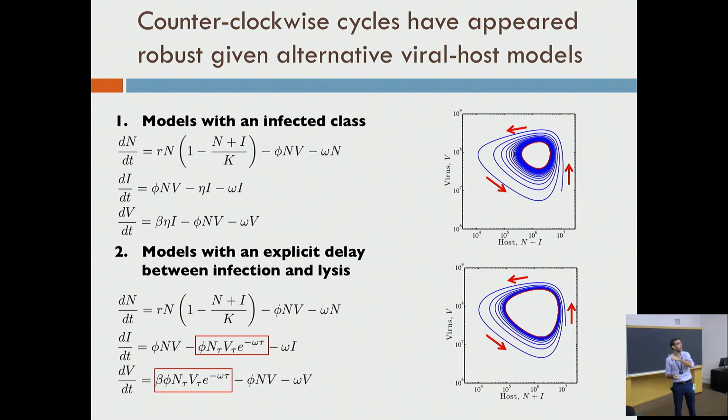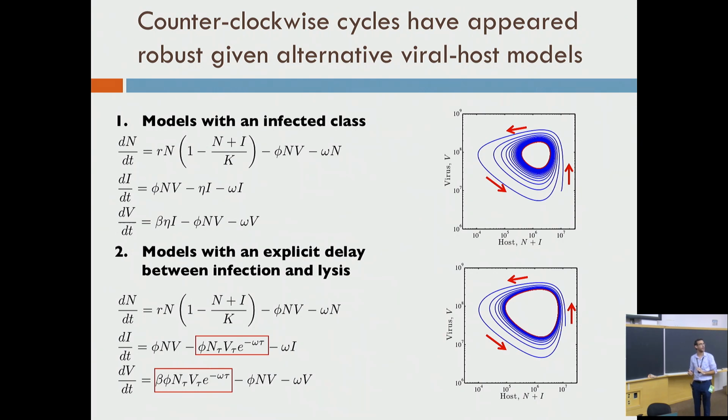But let me explain again what I mean by the notation. Here the left-hand side still denotes the density of cells, whether susceptible, infected, or viruses at a given moment in time. So here we have an increase in infected cells right now based on new infections. But we're going to lose some of those infected cells because some of them are going to burst. How many? We have to go back in time, tau, so that subscript tau denotes, you could think of it as n of t minus tau.